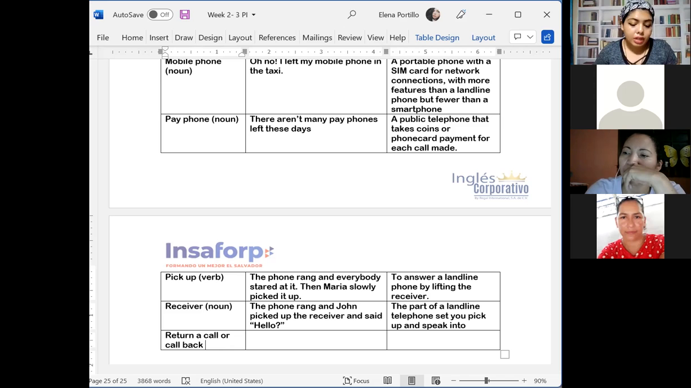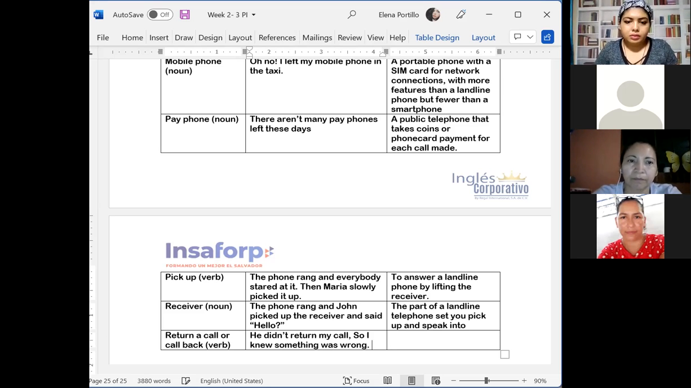So now we have return a call or call back. In that case, it's a verb. And we have the example. He didn't return my call, so I knew something was wrong. And the meaning is to telephone someone who tried to telephone you.